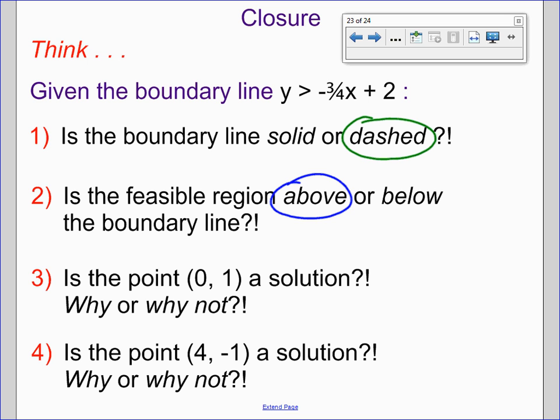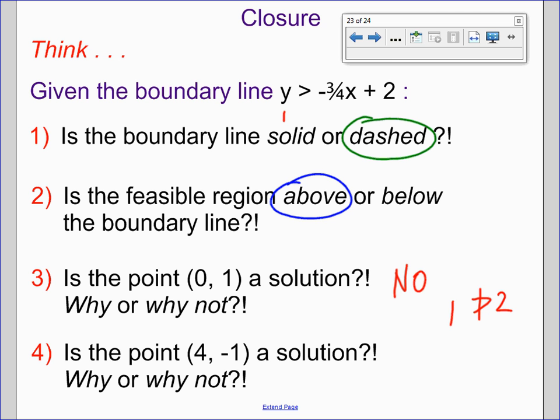Good. Number 3, is 0, 1 a solution point? Why or why not? Andrew? No, because when you plug it into the equation, the answer is not less than 1. Good. Is 1 greater than 2? No, 1 is not greater than 2. So that does not satisfy the original. Good.